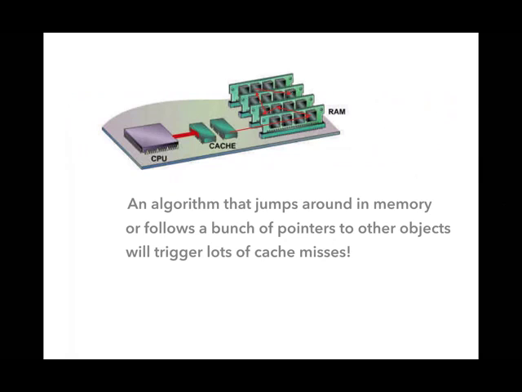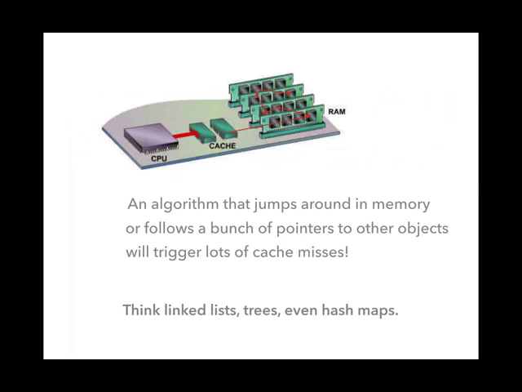And so every time that I follow a pointer, there's no guarantee that the other object that the pointer is pointing to is located nearby. And so what that means is that I'm going to trigger cache misses. And that triggers this long back and forth trip to the RAM. And that's really, really slow. Okay. So what has pointers? Well, think of data structures like linked lists, trees, even hash maps follow pointers.